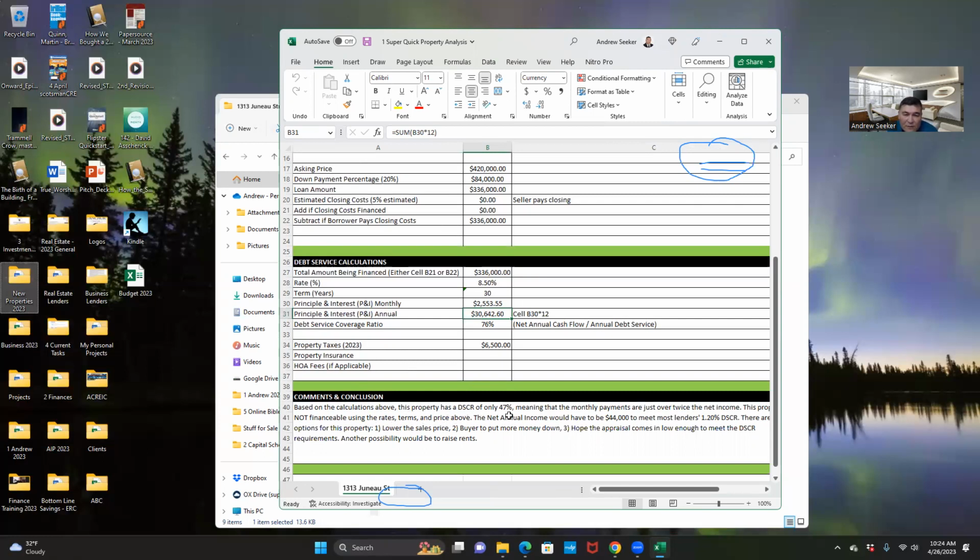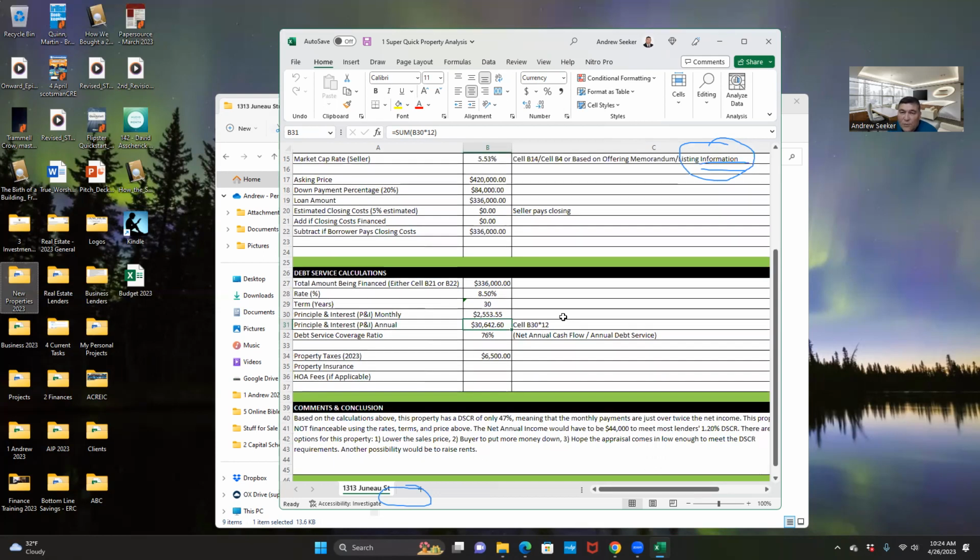This property has a debt service coverage ratio of only 47%, meaning that the monthly payments are just over twice the net income. This property is not financeable using the rates, terms, and price above. The net annual income would have to be 44,000 to meet most lenders' 1.2 debt service coverage ratio. There are three options for this property. One, lower the sales price. Two, the buyer, that would be me or whoever, puts down more money, or hopes that the appraisal comes in low enough to meet the debt service coverage requirements. Another possibility would be to raise the rents.